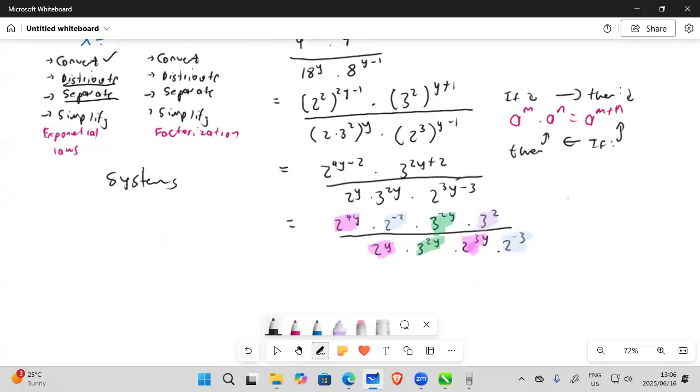Work with variable exponents, right? And then work with the numerical exponents, provided that the bases are the same. That's why we learn the exponential laws. And so if we do this, can you see here? 2 to the power y multiplied by 2 to the power 3y gives you 2 to the power 4y.